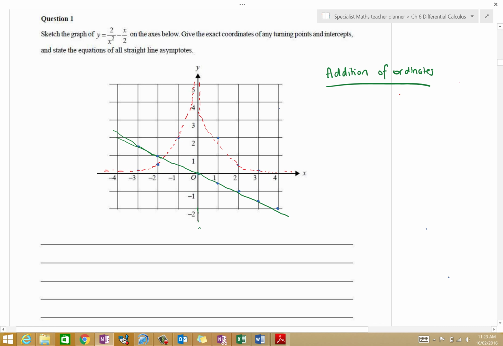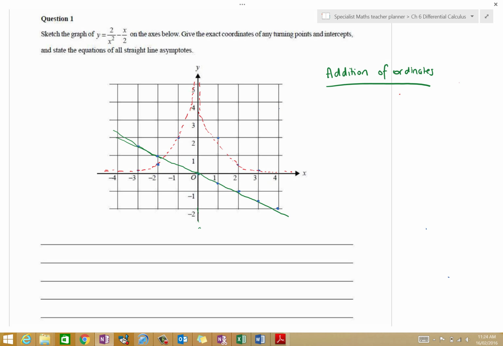Now, first of all, we've got the graphs of y equals 2 on x squared and minus x on 2. I've just drawn that on there just for the time being to help you identify what the shape of the graph is going to look like. So, you can see there that the green line, roughly, is the graph of minus x on 2. And I've also graphed 2 on x squared, which has an asymptote at both x equals 0 and y equals 0, and looks something like this.